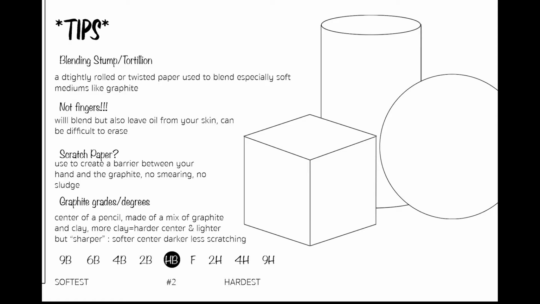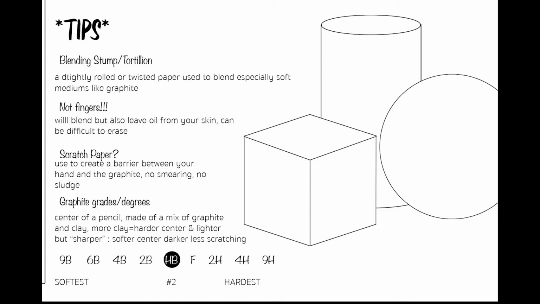and no sludge. The center of your pencil is made up of graphite and clay. The more clay you have, the harder your center is and the lighter your pigment will be, but it will also be sharper. The more graphite you have in your pencil, the softer it will be, creating a darker value.